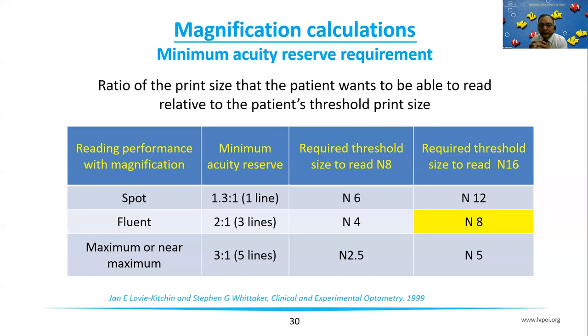Therein, what is important is to keep in mind the minimum acuity reserve concept. Jan Lovie-Kitchin's work suggests that a 3 lines acuity reserve is important. So for simplicity, what you can remember is if somebody wants to read N8 print in a newspaper, you can make it half of it, N4, as a target. So when you're calculating magnification, keep N4 as your target. You'll get the right equivalent viewing power to calculate the magnification. So what you are seeing is a 1:2 ratio for fluent reading.